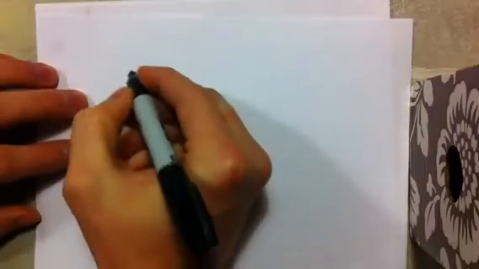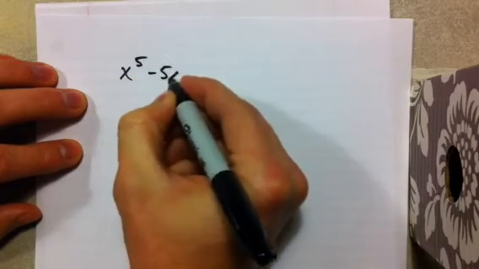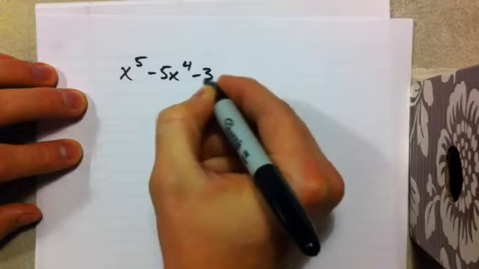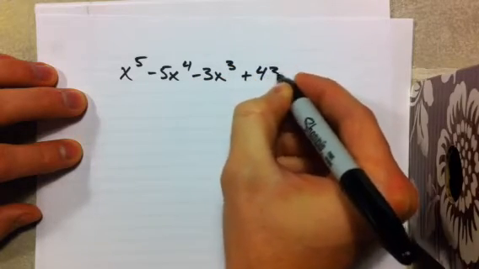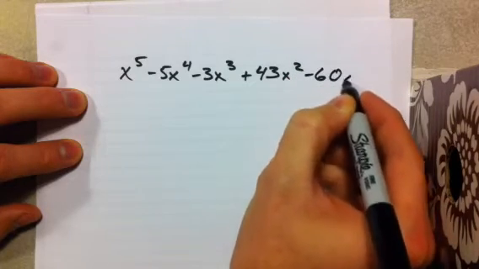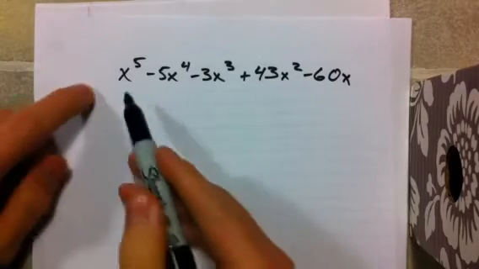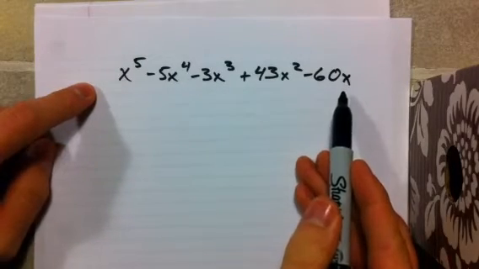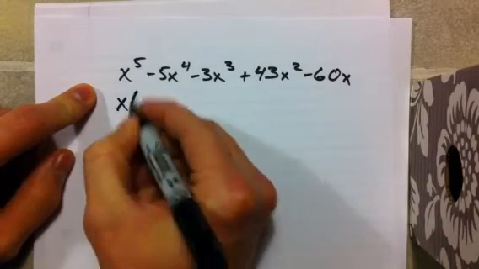Let's say x to the fifth minus 5x to the fourth minus 3x cubed plus 43x squared minus 60x. Now again, no method of factoring except that we see that there's a common factor of x through here. So I guess we could take that out.